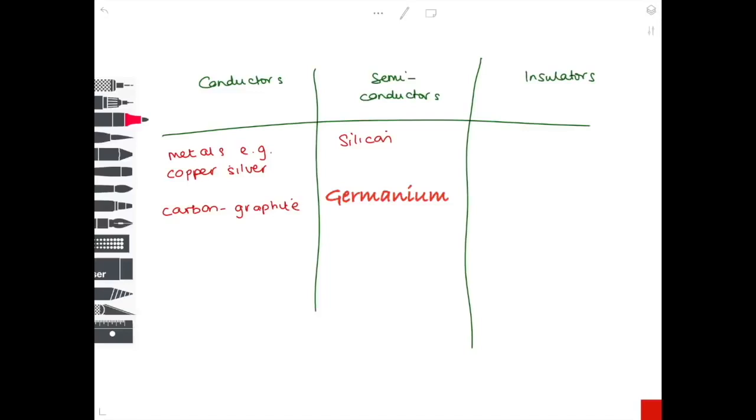And insulators, so substances which do not allow an electric charge to flow. We've already mentioned plastics, so let's name a few, such as PVC, polythene. You've got glass, rubber, wood, etc.